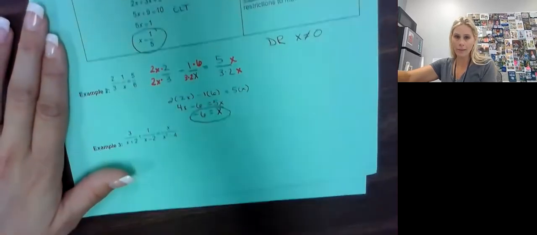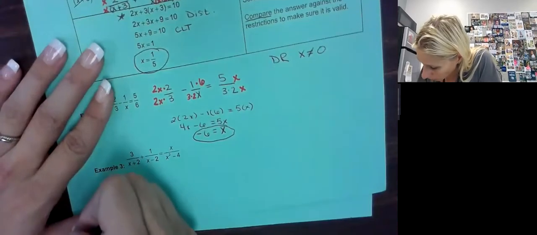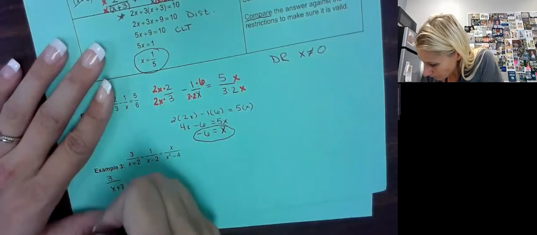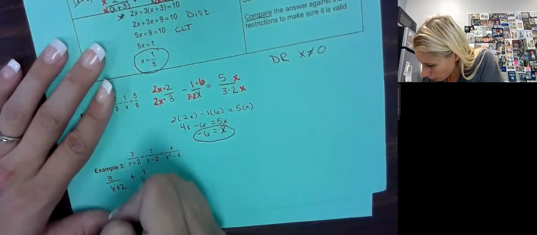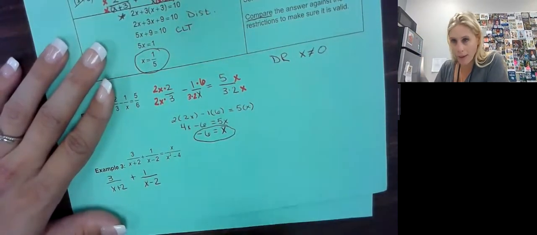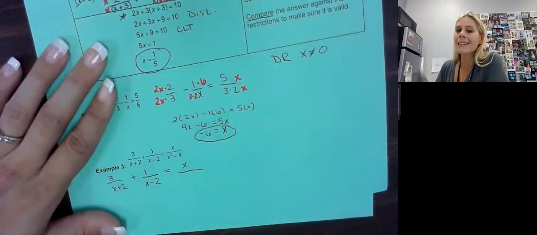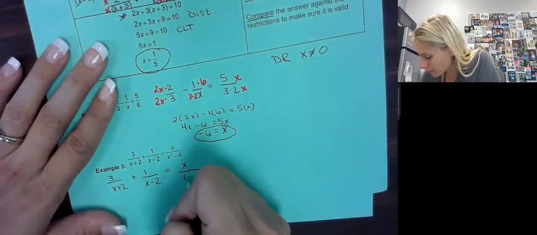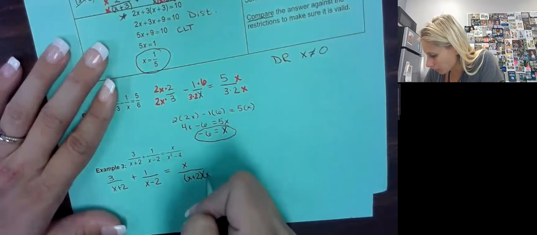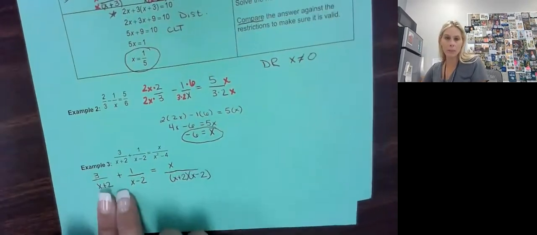Okay, let's try that again. First step, factor. So 3 over x plus 2 plus 1 over x minus 2. Those are already factored, so we're good. Equals x over. Now, if you remember, this is the difference of squares. So this is x plus 2 times x minus 2. It's great. Look at, because there's some commonality there.